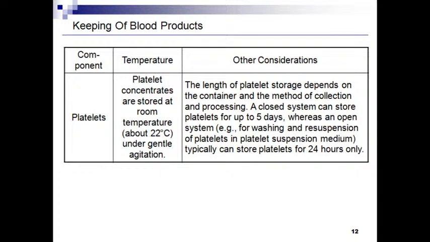If the system for collection of platelets is closed, we can keep the thrombocytes for up to 5 days. Whereas with an open system, for example open bottles, we can typically store the platelets for 24 hours only, during 1 day. After that term, we should utilize the unused platelets.